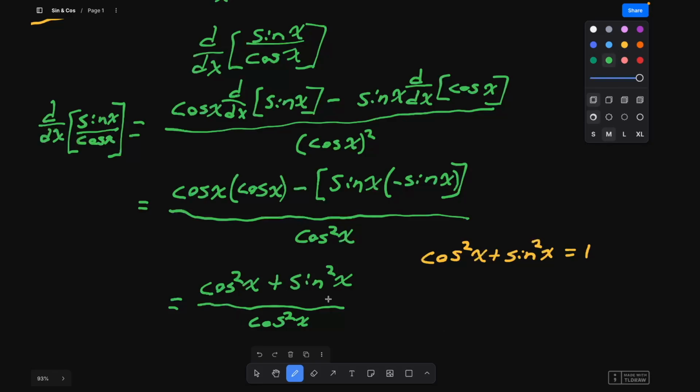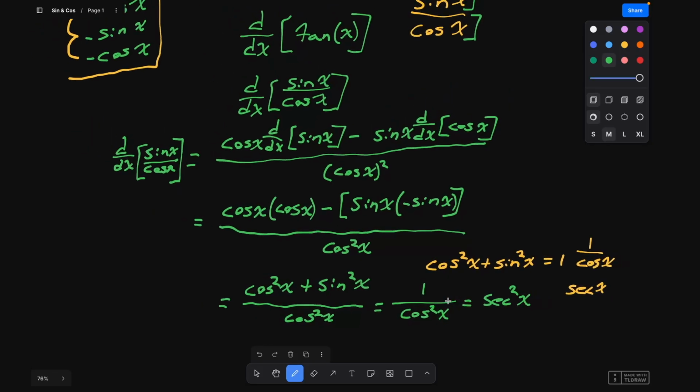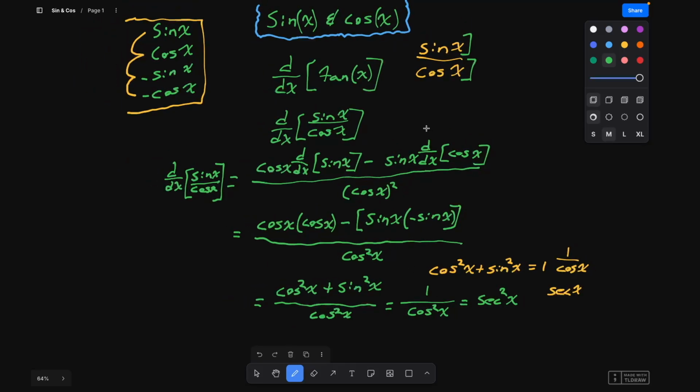So we can rewrite this numerator as 1 over cosine squared x. And then 1 over cosine x is the same thing as secant x. So 1 over cosine squared x equals secant squared x. So the derivative of tangent x is equal to secant squared x.